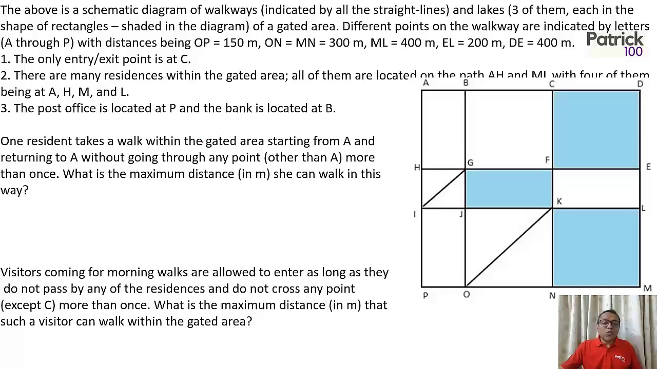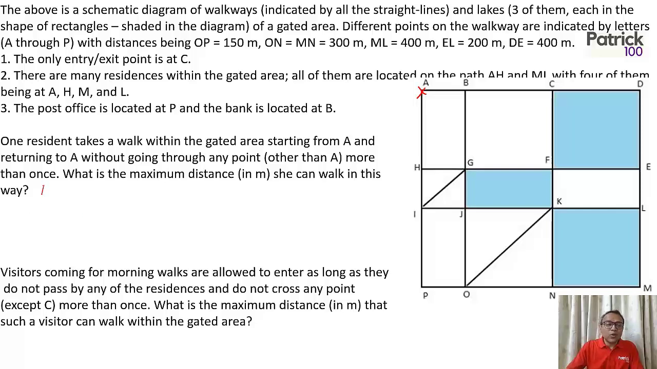Okay, one resident walks within the gated area starting from A. So he's starting from A and returning to A without going to any point other than A more than once. So each point only once. What's the maximum distance you can walk? Since I have to go maximum distance and I have to go to all the points, I would rather avoid taking the slant. I'll try to go to all the points as far as possible without taking a slant. So how can I go? Look at different options which are possible.